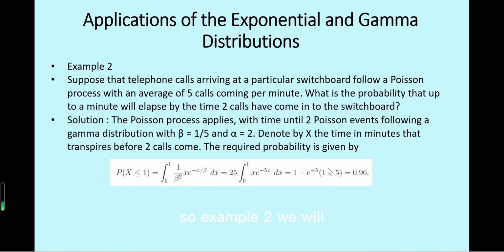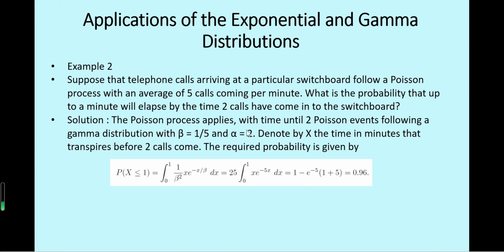So example 2, we will use the gamma distribution. The problem is, suppose that telephone calls arriving at a particular switchboard follow a Poisson process with an average of 5 calls coming per minute. What is the probability that up to a minute will elapse by the time 2 calls have come to the switchboard? So the solution is, this is the Poisson process, right?